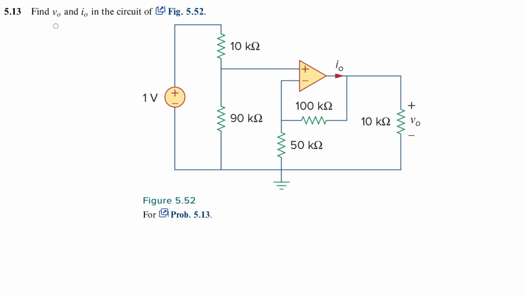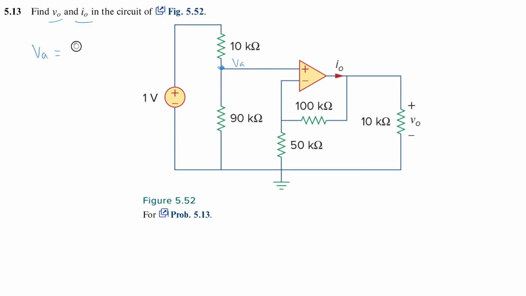In this video, we're going to solve 5.13, which requires us to find V naught and I naught. So in the beginning, what is the easiest thing to find? I have a voltage source here and two resistors, and I can find the voltage here, VA, at the non-inverting input. What would VA be? Voltage division of the 1 volts across those two resistors.